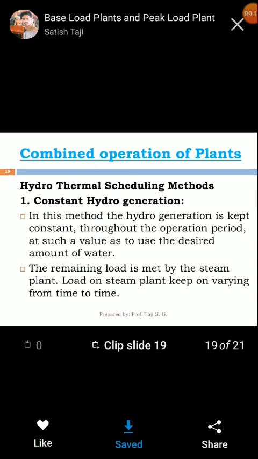Combined operation of the plant, the hydrothermal scheduling method in constant hydro generation. In this method, the hydro generation is kept constant throughout the operation period at such a value as to use the desired amount of water. The remaining load is met by the steam plant. The load on the steam plant keeps on varying from time to time.